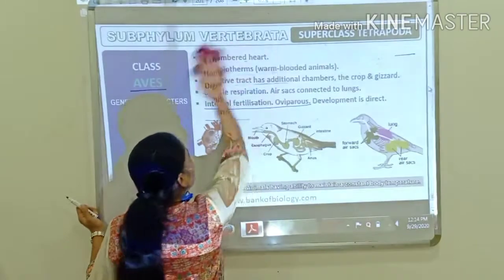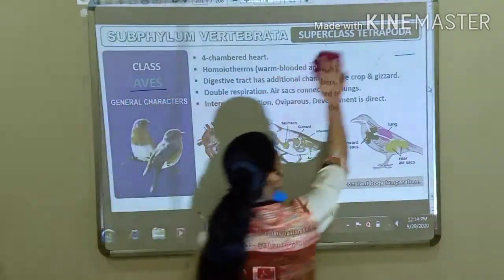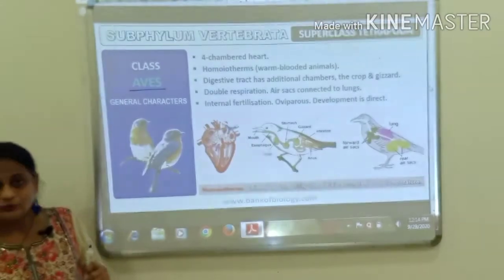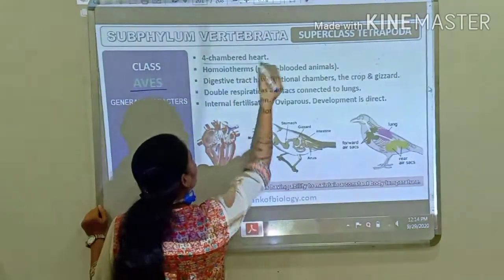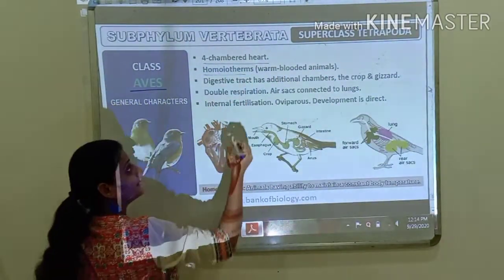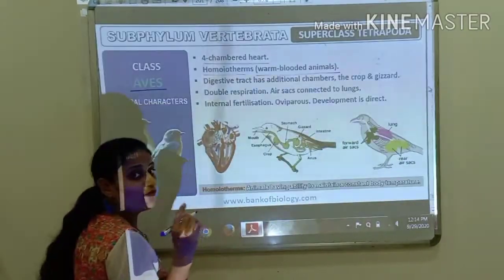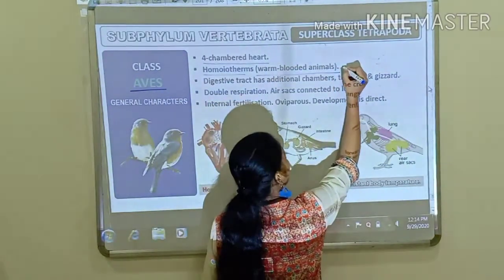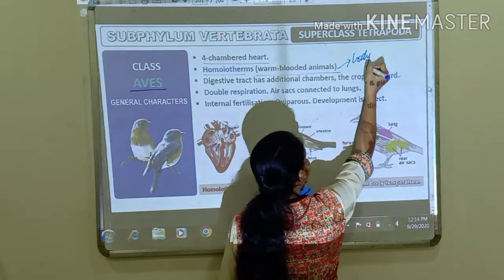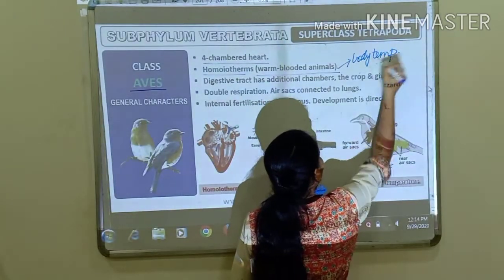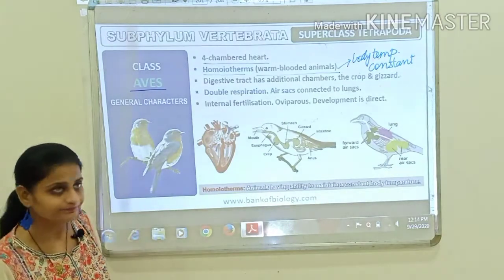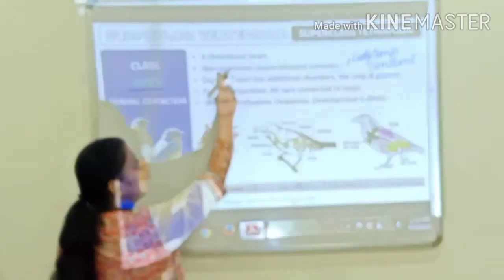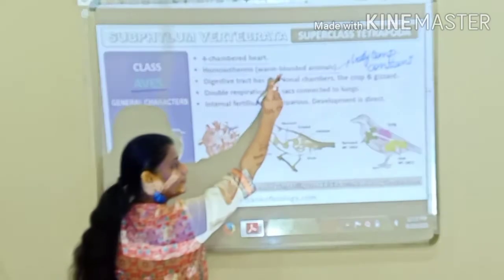Then they have four chambered heart. In these organisms there are four chambers like human beings, two upper chambers called auricle, two lower chambers called ventricle. So they have four chambered heart. They are homeotherms, that means they are warm blooded animals. Warm blooded animals, that means they keep their body temperature constant. Their body temperature remains constant. That means they cannot change their body temperature according to the change in the surrounding. Such organisms are called homeotherms, or they are called warm blooded animals.